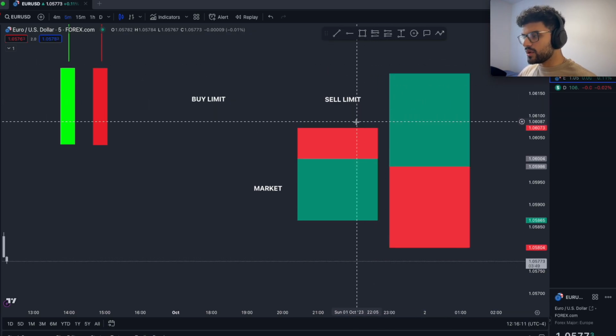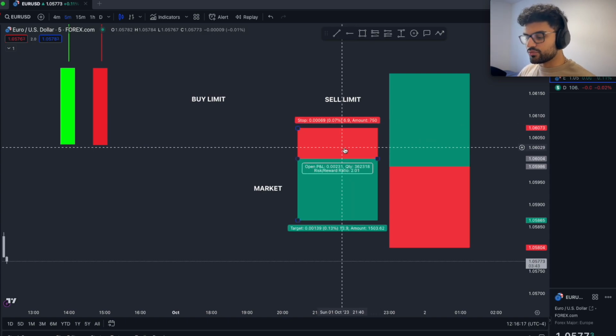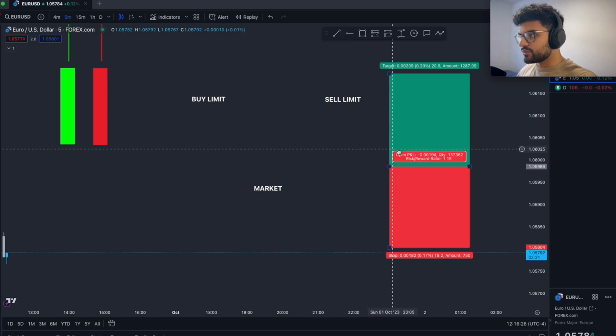So now that's out of the way, I'm just going to show you how we can enter the market in different ways using this risk to reward ratio tool. I'm not going to dive too much into risk to reward because that is more risk management. That'll come later on, but I will talk about different orders.